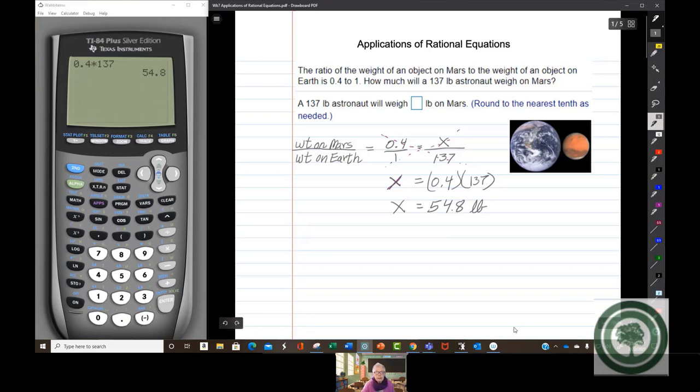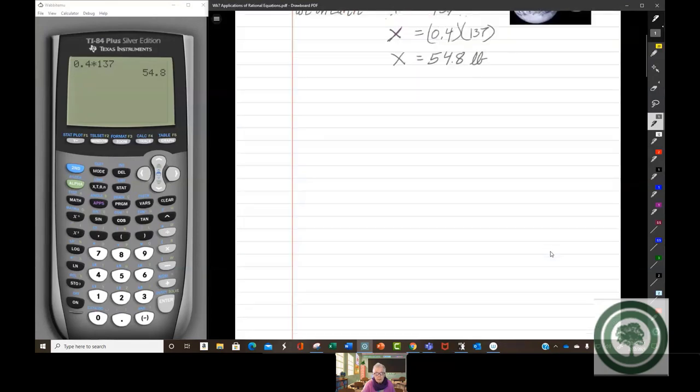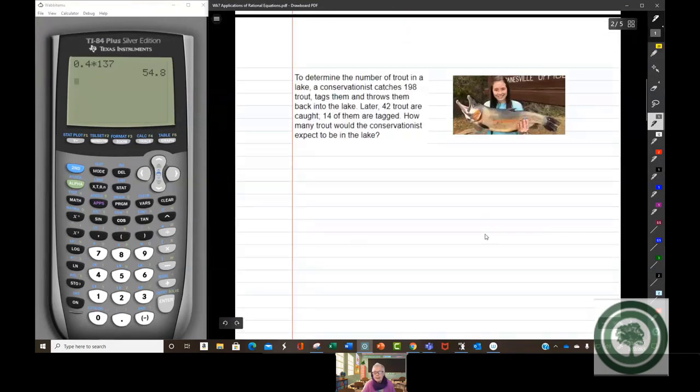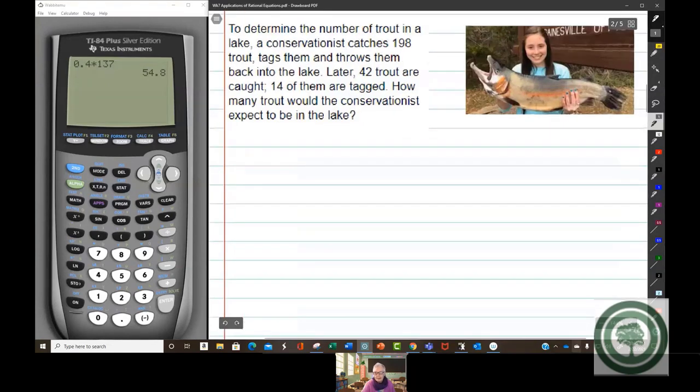Questions about this? You did proportions long ago, so I was concerned you might not remember them. Look at that smiling, happy face. Just look at that. I don't guess the fish, the trout, is very happy, but the girl is happy.